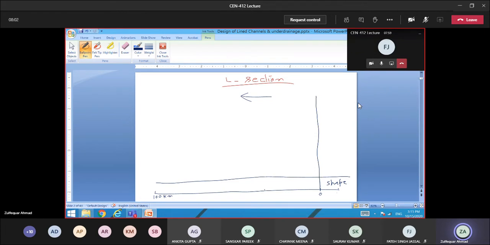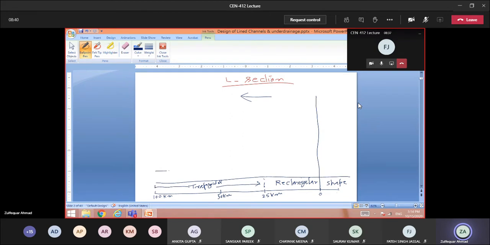So I am putting here, let us say the first part of this one is 25 kilometer. This one is, let us say, 50 kilometer, right? Now maybe in this part you have the rectangular channel, so you have to write here a rectangular channel. And let us say in the other part you have the trapezoidal channel, so you have to write here the trapezoidal channel, in the remaining part.